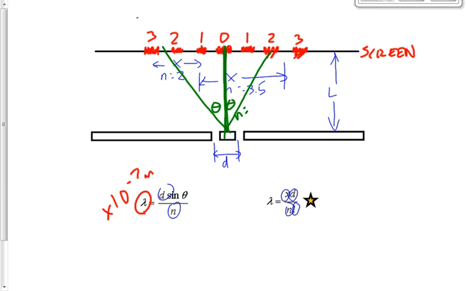What would N be in this case? What would N be here from 0 to 2? 2. What would N be in this case when we're going from 0 to the third order minimum? It would be 2.5. So now we're good with theta. And again, as long as we're consistent with theta and N, then we should be good to go.